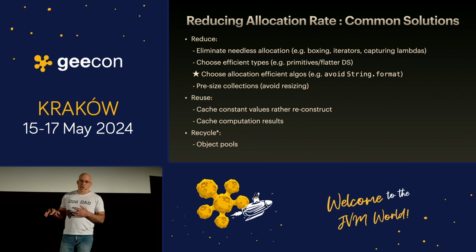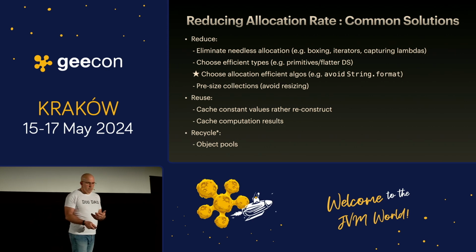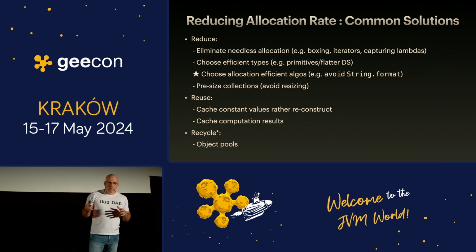Choose efficient types where you can. Avoid allocations that you don't need, like composing a huge message that's going to go into the debug log, but you're not actually logging the debug level. Again, very common. So all of these things hold true for allocation rate.